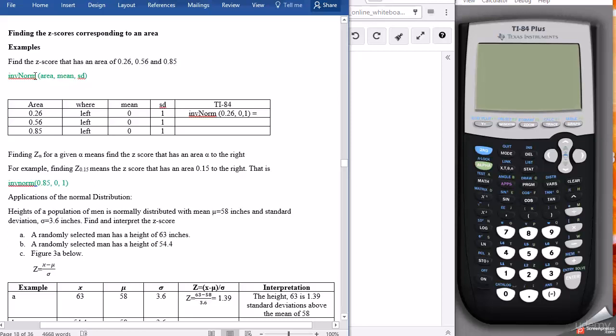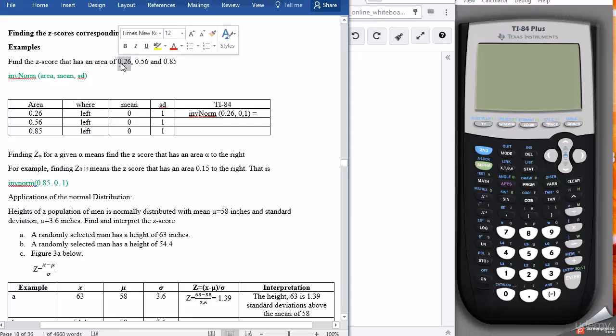To do that, we're going to use the function in the TI-84 Plus called invNorm. Remember, last time we used normalcdf to find the area under the curve. Today we're going to use invNorm. All we need to know is the area, the mean, and the standard deviation. So let's go on and find the z-scores that correspond to these areas.